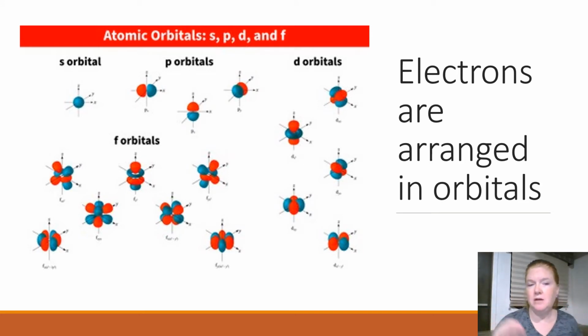So what happens is energy level number 1, we're going to have an S orbital real close to the nucleus. And energy level 2, we're going to start with S. It's going to be a little further away, but then we're going to add P, okay, and so on.